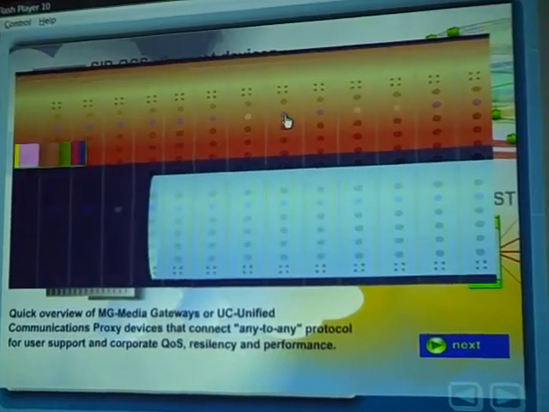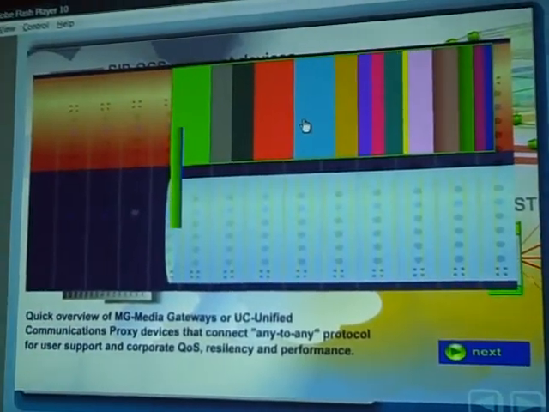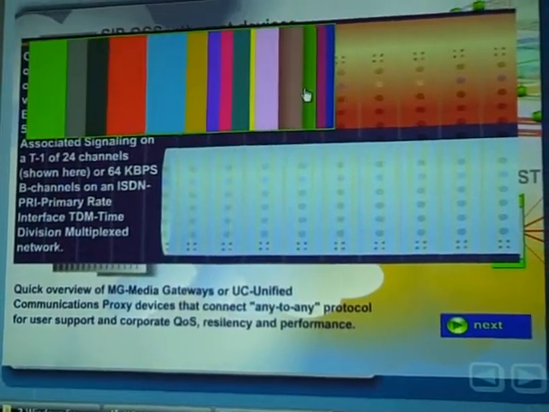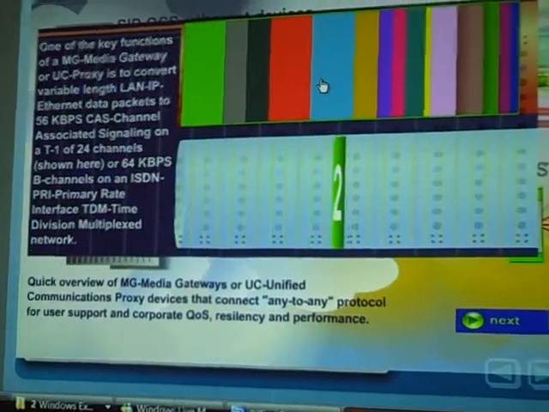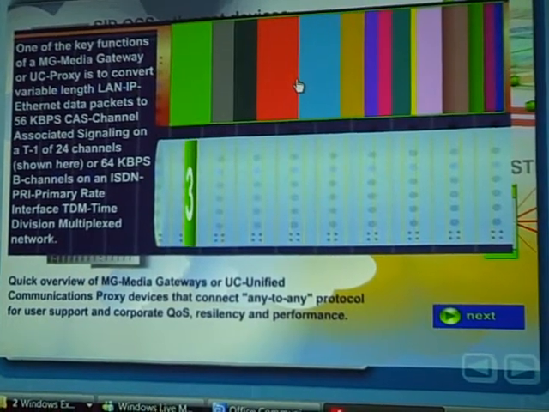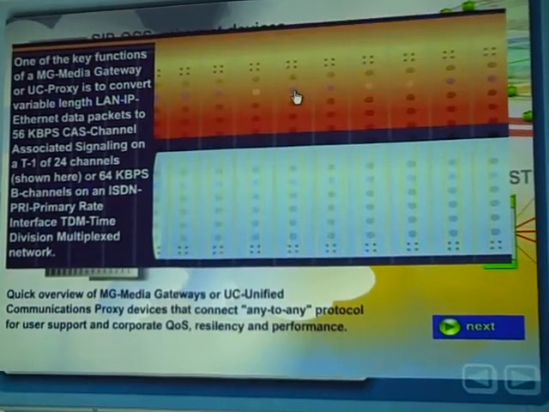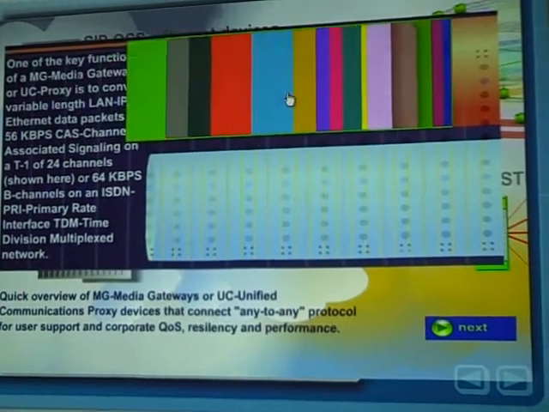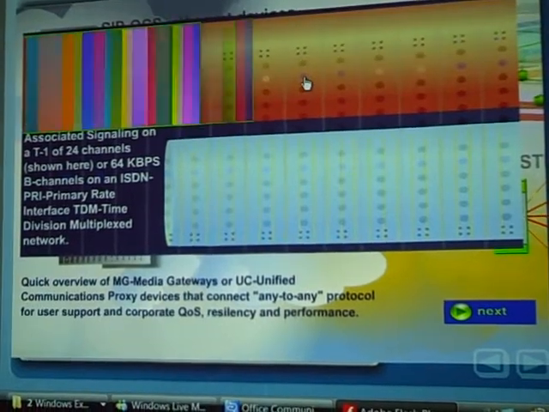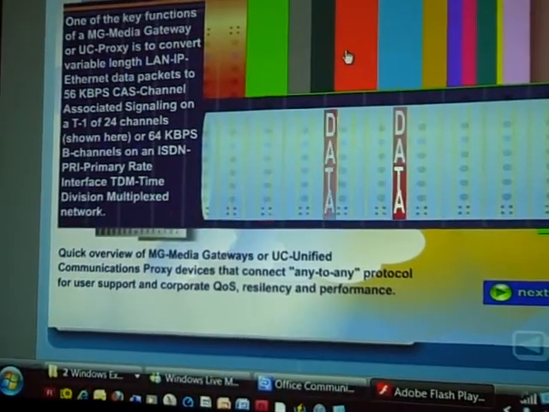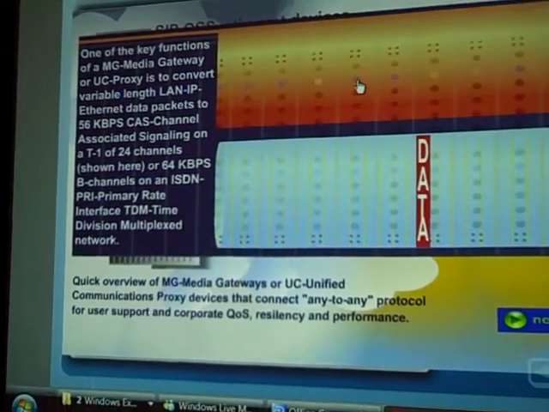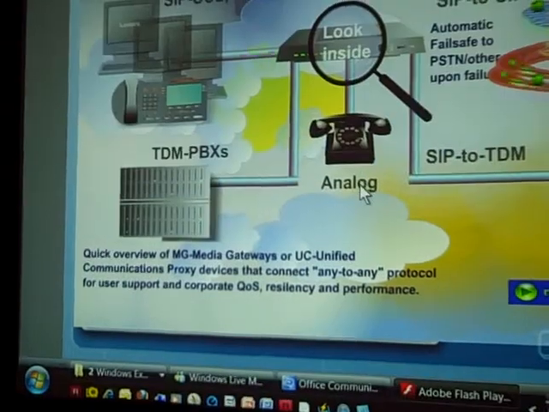One of the key functions of a media gateway is to take the IP packet shown up above, which is a variable length packet, and convert it into a fixed length PSTN packet for public switch telephone network connections, such as T1, ISDN, PRI. And PRI stands for Primary Rate Interface. Most people don't think of that. So in other words, a media gateway takes IP or LAN packets and converts them into traditional PSTN, public switch telephone network connections. But why do we need to do that?